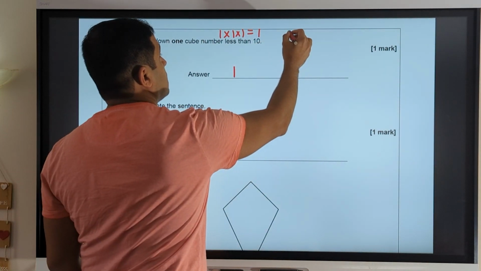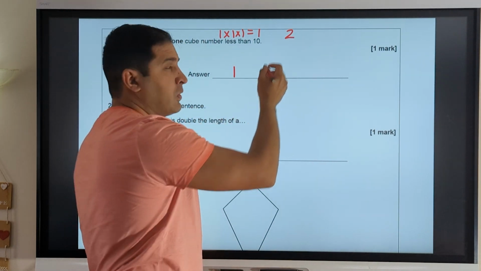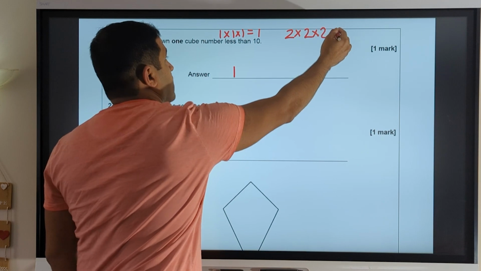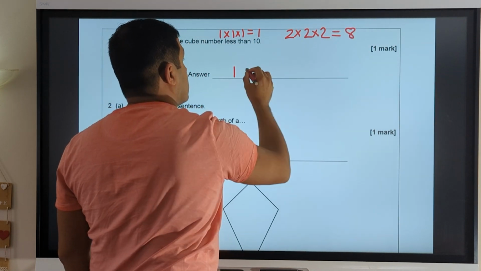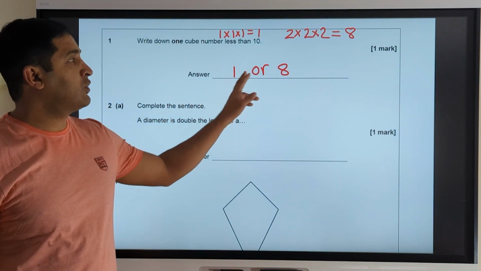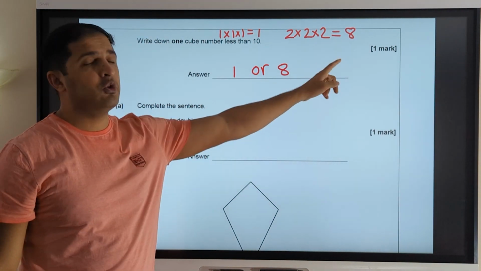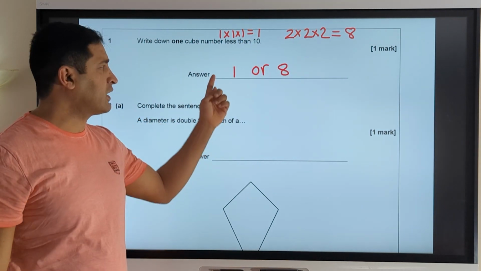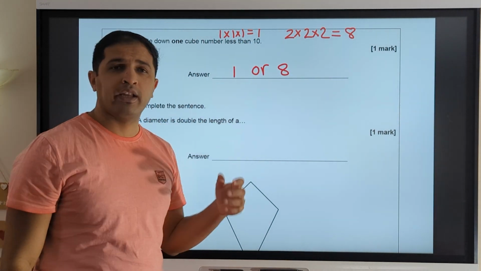Or we can go through with the second one. 2 times 2 times 2 gives you 8. So it's either going to be 1 or 8. As long as you put one of these two answers, you would get 1 mark. But if you put 1 cube or 2 cube, it wouldn't get you the mark. So you need to put 1 or 8 as your answer.